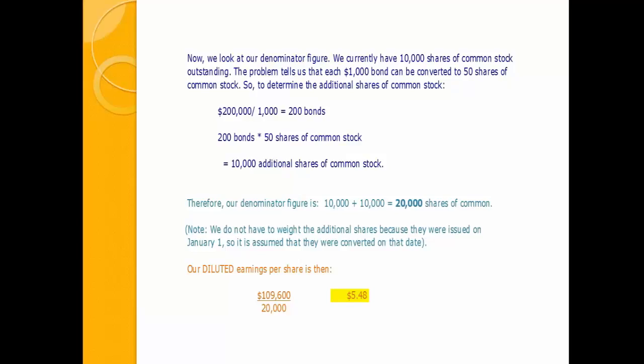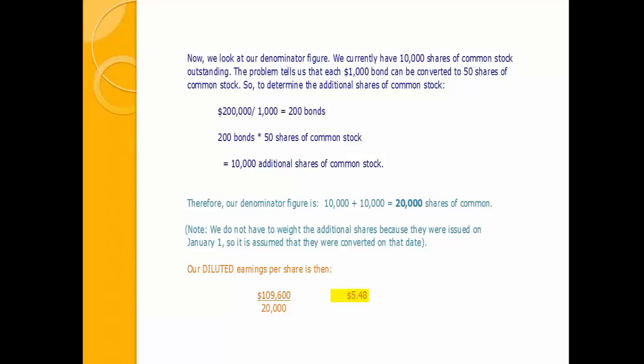So note that we do not have to weight the additional shares because they were issued on January 1st. So it is assumed that they were converted as of that date. Our diluted earnings per share then is $109,600 divided by 20,000 shares.